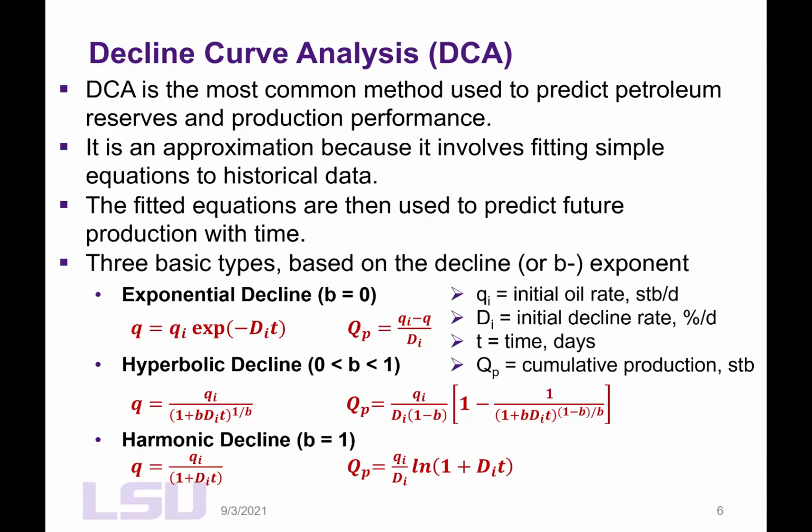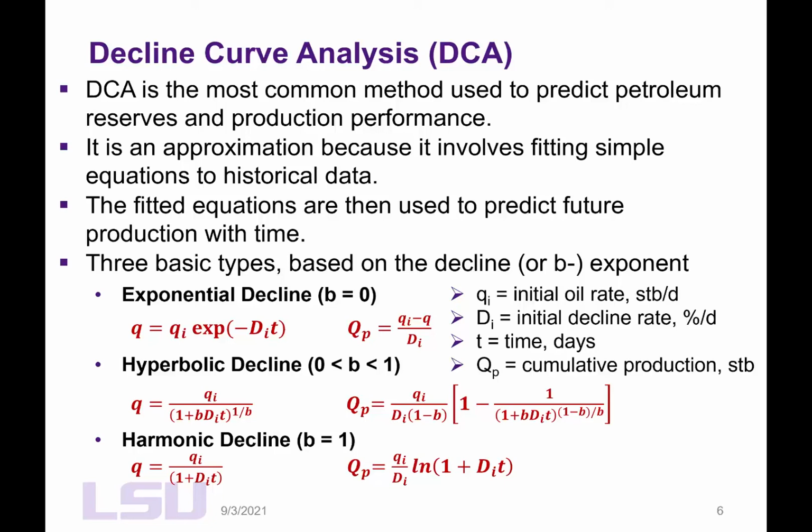Decline curve analysis is one of the most common models to predict production performance in the oil and gas industry. It is basically an approximation, and this is because what we do is we fit some equations, pretty simple equations, to the observed historical data, and then using these fitted equations we can make predictions out into the future.